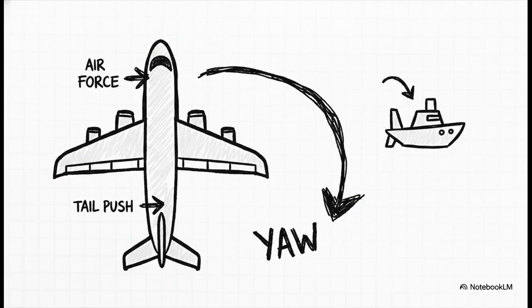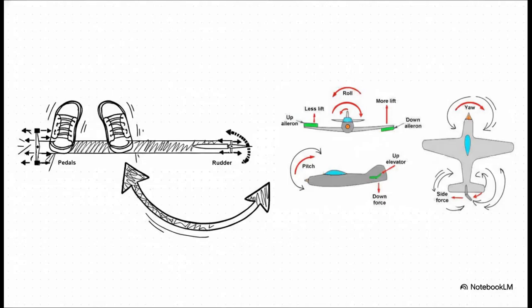And that brings us to the final piece of the puzzle, our last primary control, the rudder. Its whole job is to manage yaw. That's the side-to-side motion of the nose. And honestly, it works almost exactly like the rudder on a boat. The pilot controls this one with their feet.